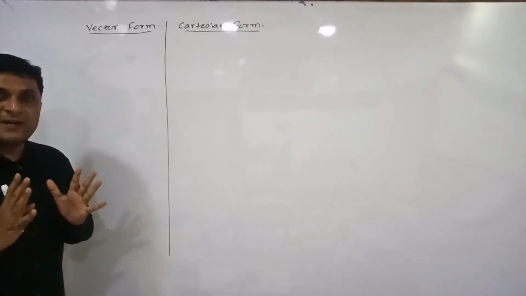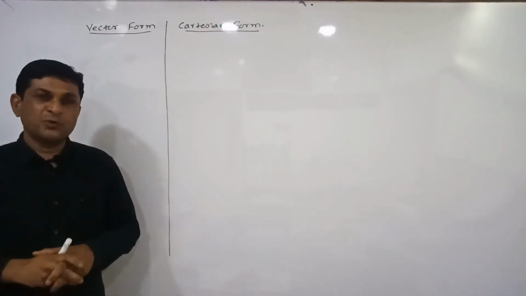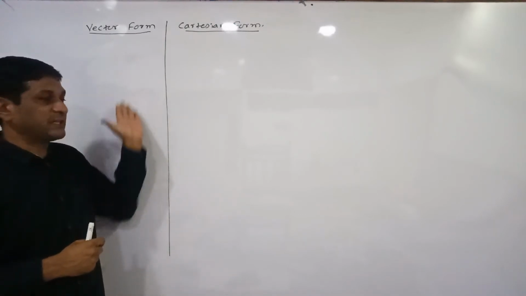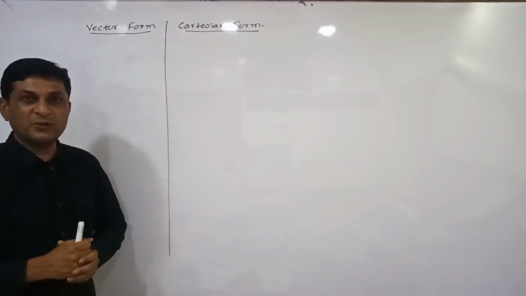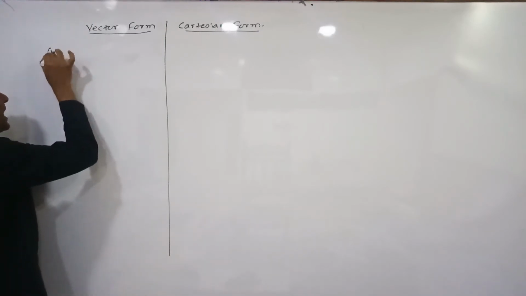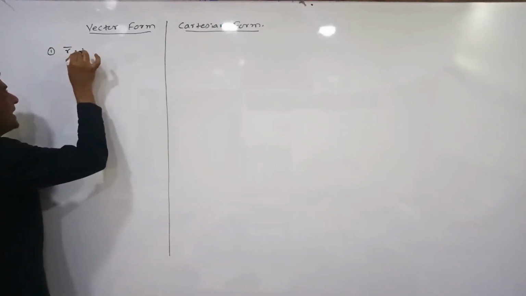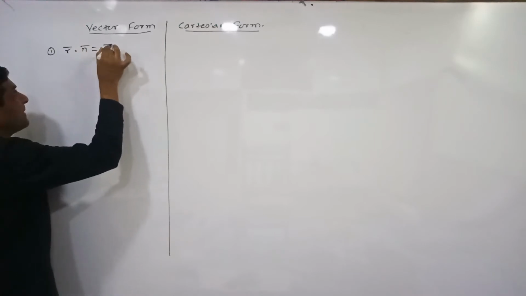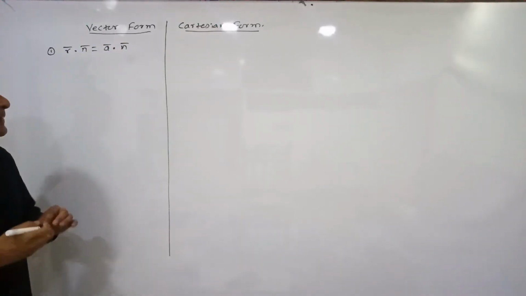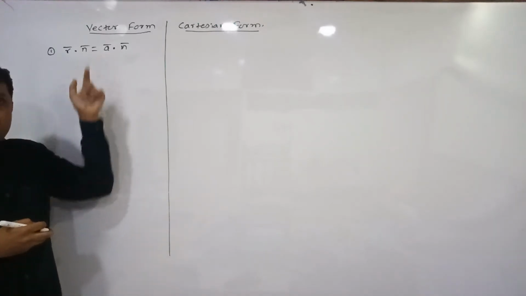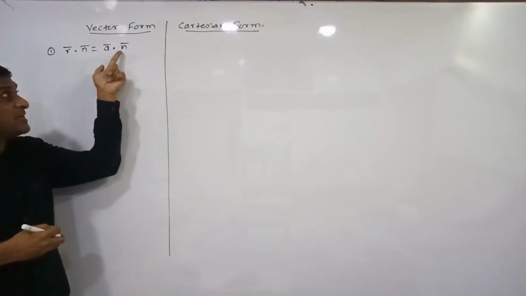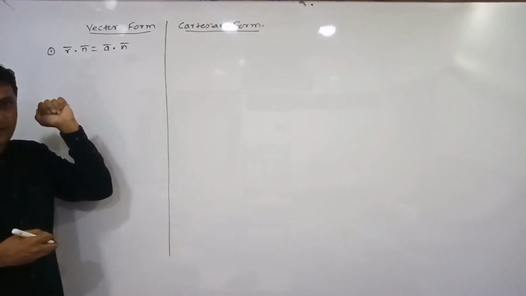Now let us revise all the theorems we have proved to find out equation of plane. Some formulas we have proved in vector form and some formulas we have proved in Cartesian form. So first formula is r bar dot n bar is equals to a bar dot n bar. When this formula is applicable, if a bar is given to us, what is a bar? A bar is the position vector of a point on the plane. And what is n bar? N bar is a vector perpendicular to the plane.